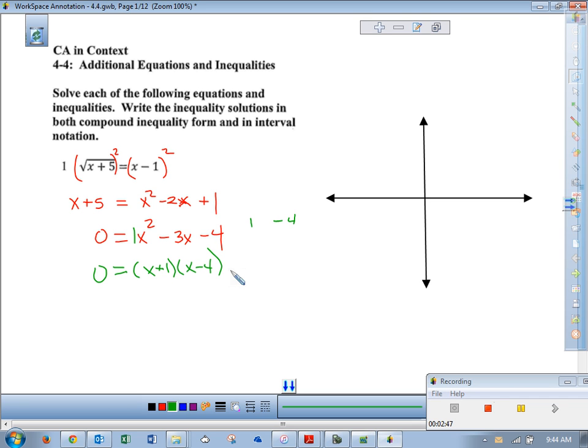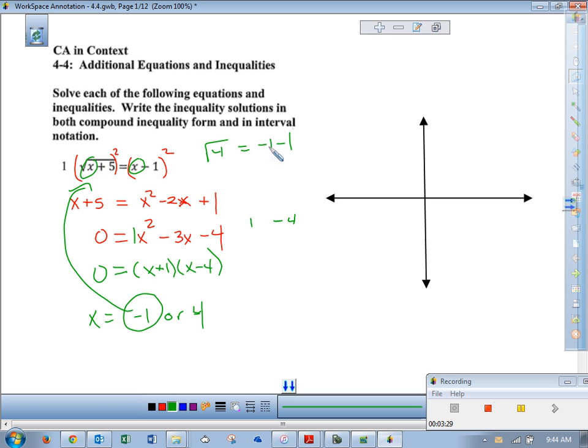Cool. Then we can solve for x. What would x equal? Correct. Negative 1 or 4. Right? But the thing is, we don't know if those are both real solutions. They could be extraneous roots also. So we need to check them. So to check them, I will substitute them back in. If I put negative 1 in for x, wouldn't I get square root of 4 equals negative 1 minus 1? Right? You see what I did? Put negative 1 in for x into the original equation.